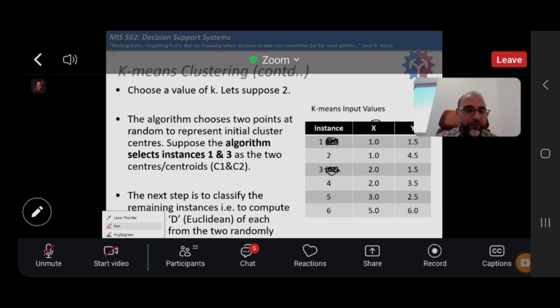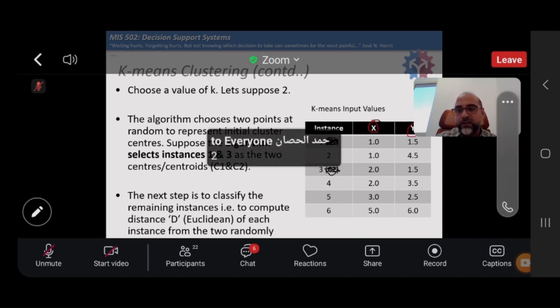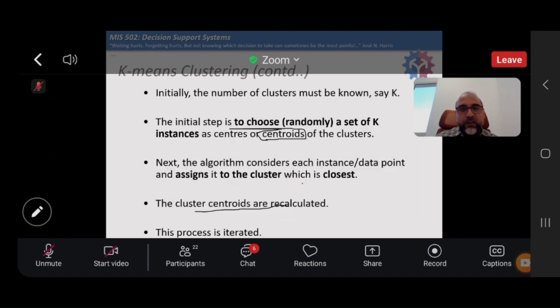And how many attributes does your data have? I'm going to change the color of my pen. I think red is better here. So how many attributes do you have? It's 2 attributes. That's correct. Ahmed, now what was the first step in your algorithm? Where do you start?